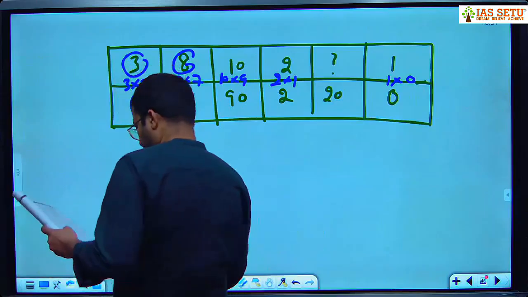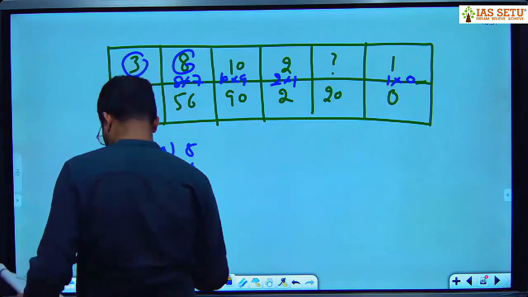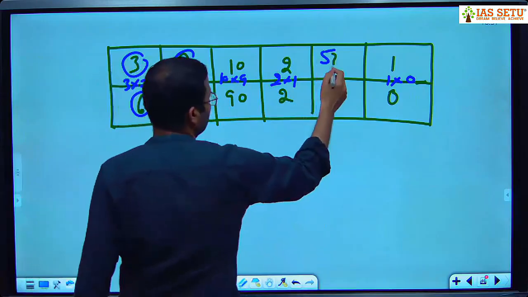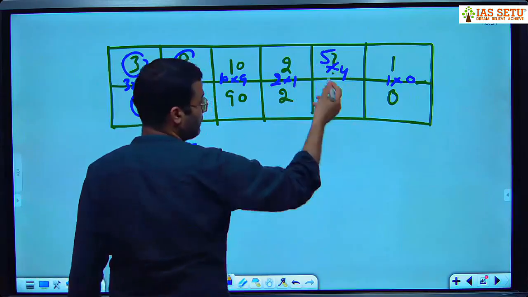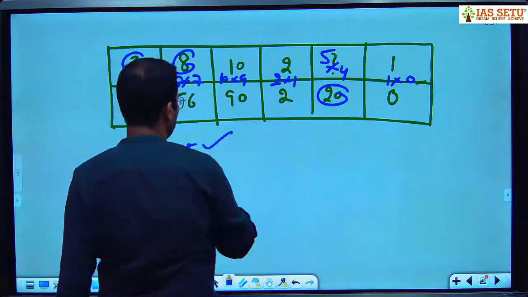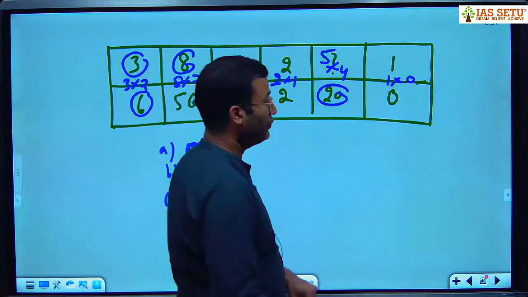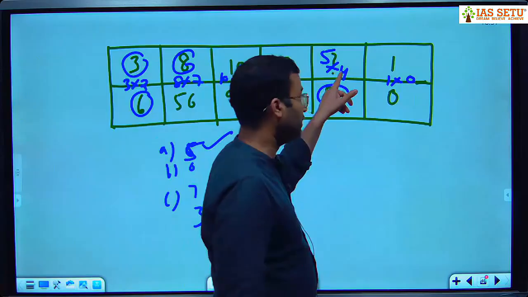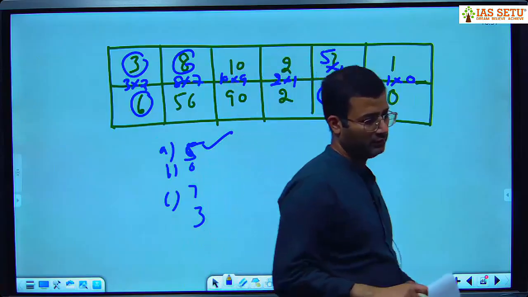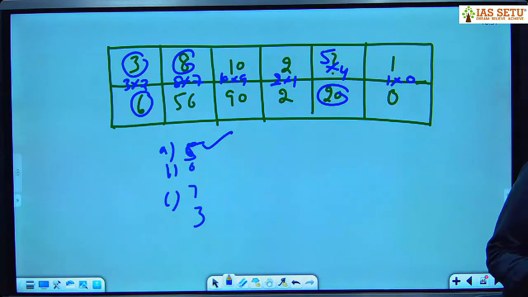Answer options A, B, C, D: 5, 0, 7, 3. 5 will be multiplied with 4, one lesser number. 5 times 4 is 20. So 5 is perfect. This number is multiplied with one lesser number, gives you this value. Use answer option, you get the answer.